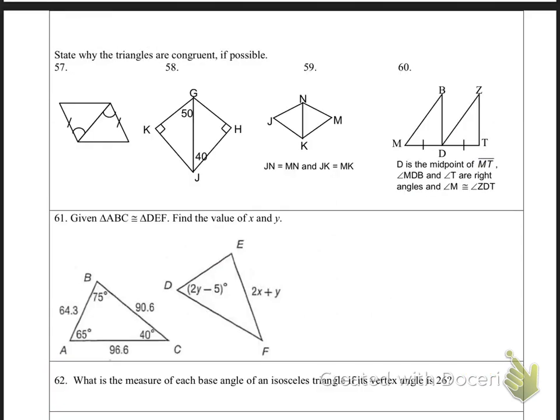Okay, now we want to state why the triangles are congruent if possible here. Now again, remember when you see any two triangles that are touching, that means that side's going to be congruent by the reflexive property. So now if we have those two triangles, we have side, angle, side.